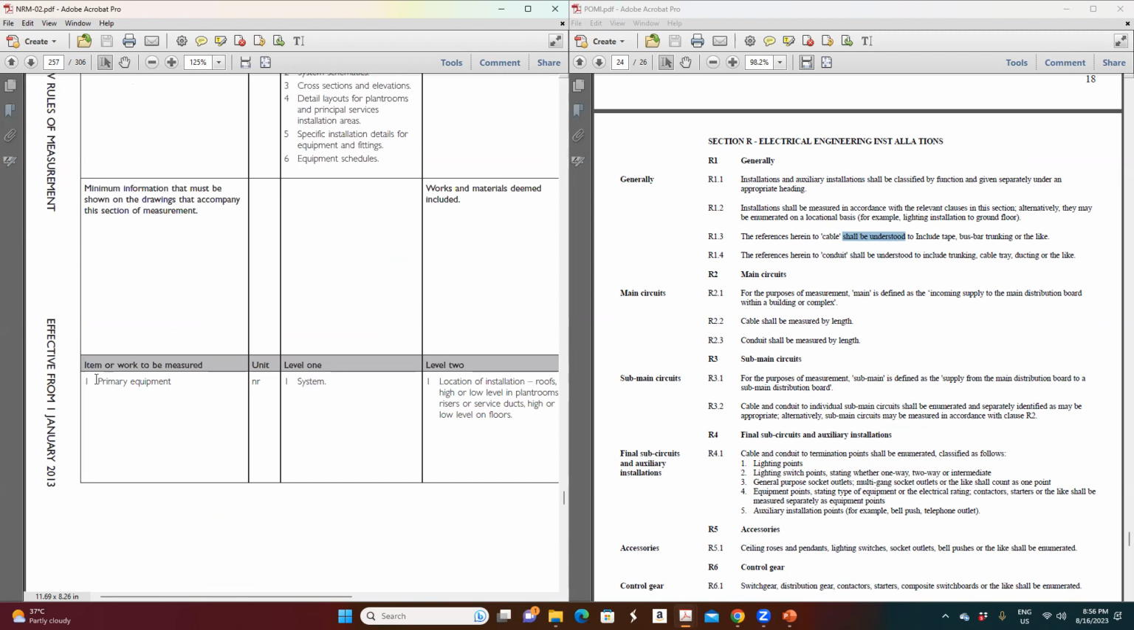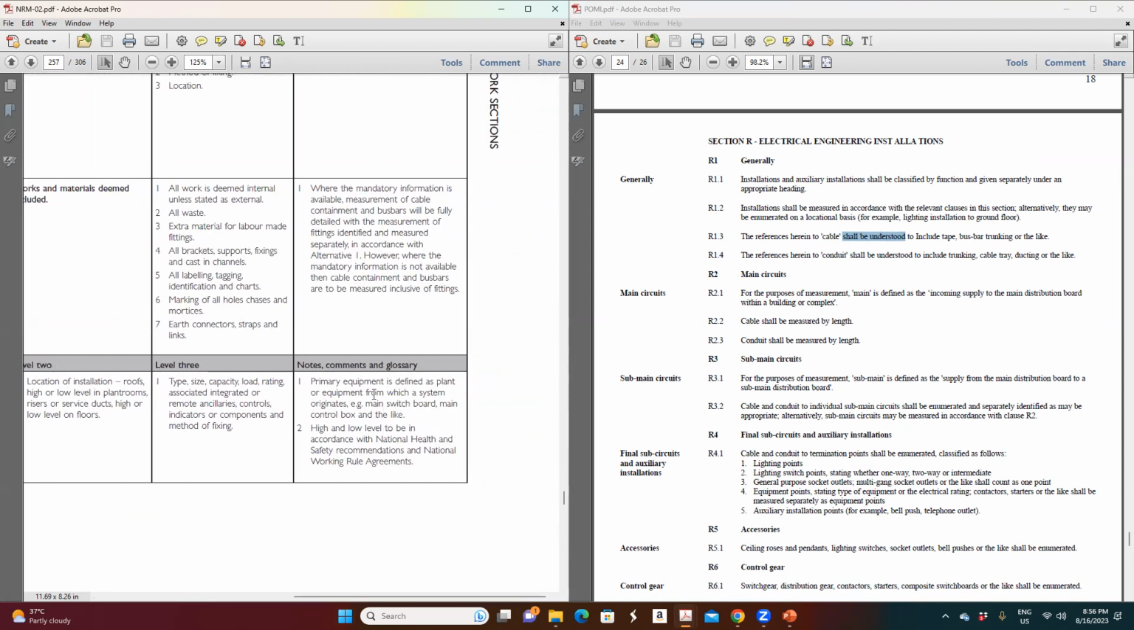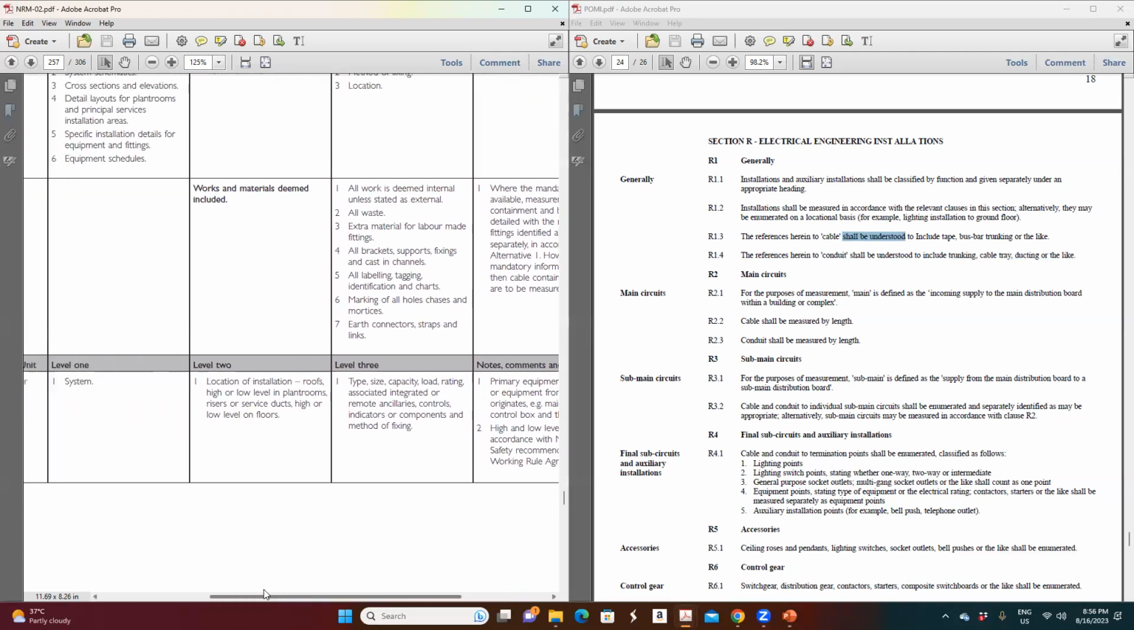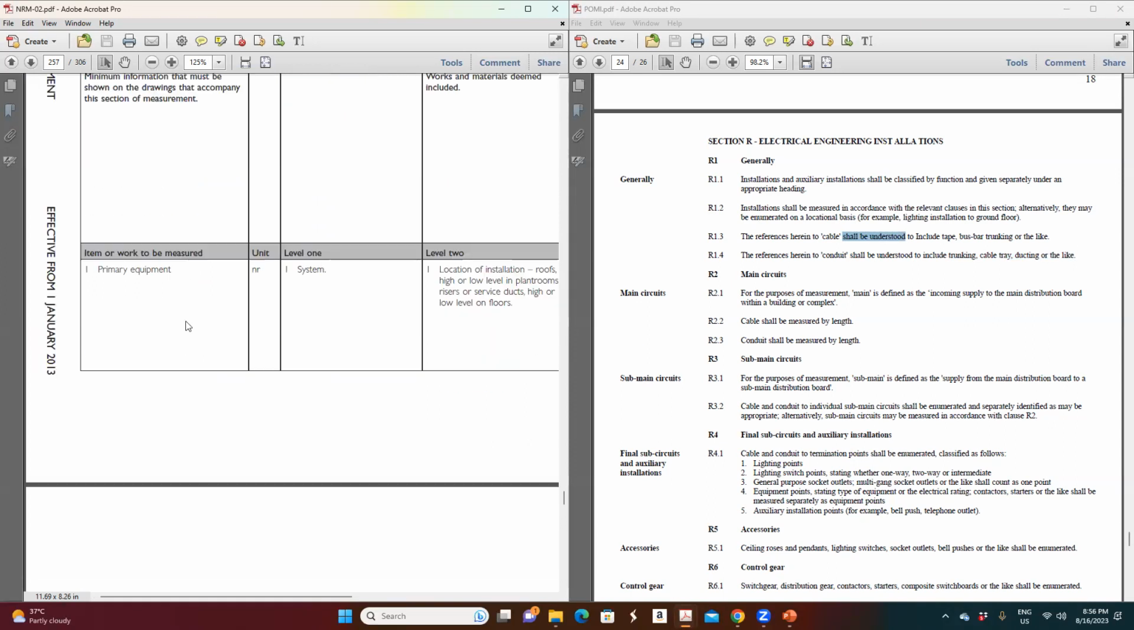In electrical also, there are primary equipments, which are measured by number. So what is a primary equipment? Primary equipments are defined as a plant or equipment from which the system originates, which is the main switchboard, which we call MDB. Then we call it SMDB, control box, and things like generator and transformer. These all come under primary equipment.